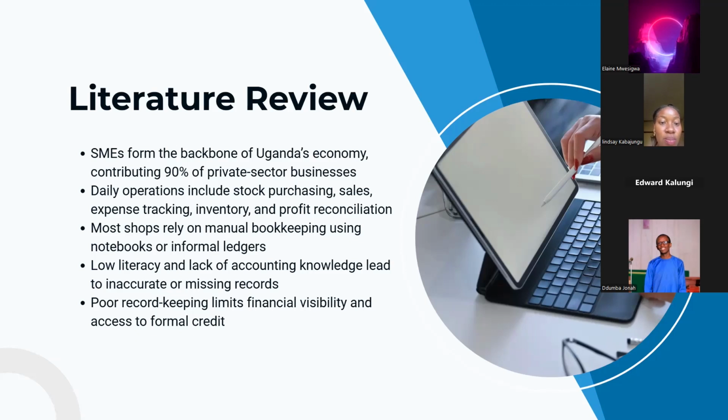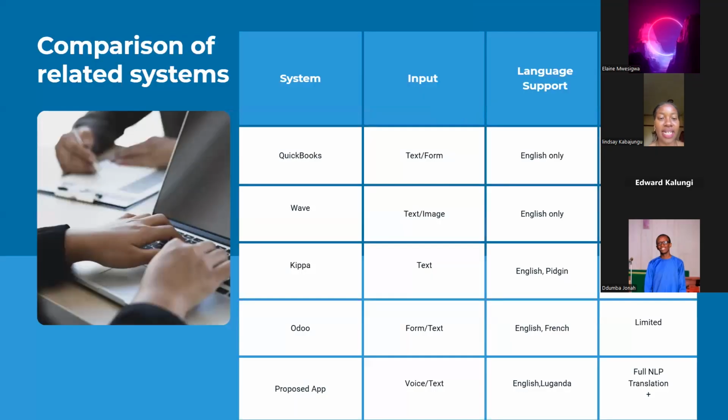And most people are low. Okay, not low, sorry. Here, there's low literacy and a lack of accounting knowledge, which leads to inaccurate or missing records. Let's say some business owners in Chukubo or those that don't have the knowledge of proper bookkeeping. And then also we noted that there's poor record keeping in most enterprises, which limits financial visibility and access to formal credit. Next slide.